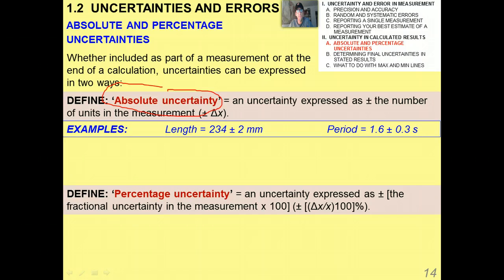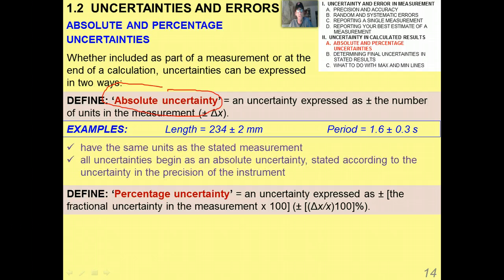So for example, as absolute uncertainties: length 234 plus or minus 2 millimeters, period 1.6 plus or minus 0.3 seconds. Those are absolute uncertainties. They have the same units as the stated measurement, and all uncertainties begin as an absolute uncertainty because that's what you measure according to the precision of your instrument, okay? So percentage uncertainties are then calculated based off of absolute uncertainties.